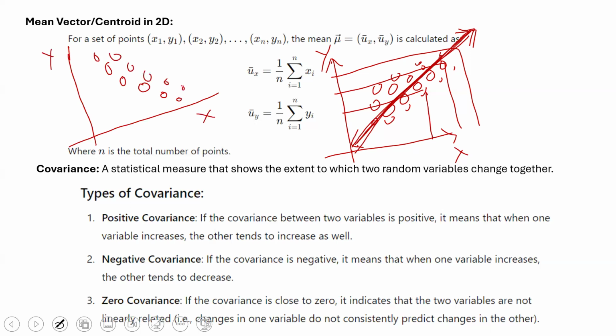So the x value is decreasing when the y value is increasing. Look at this: when we have a low x value, we have a high y value. When we have high x, we have low y value. So the trend is decreasing. Then we can say it has a negative impact. The variable x has a negative impact on y. Understood? So that is what negative covariance is.